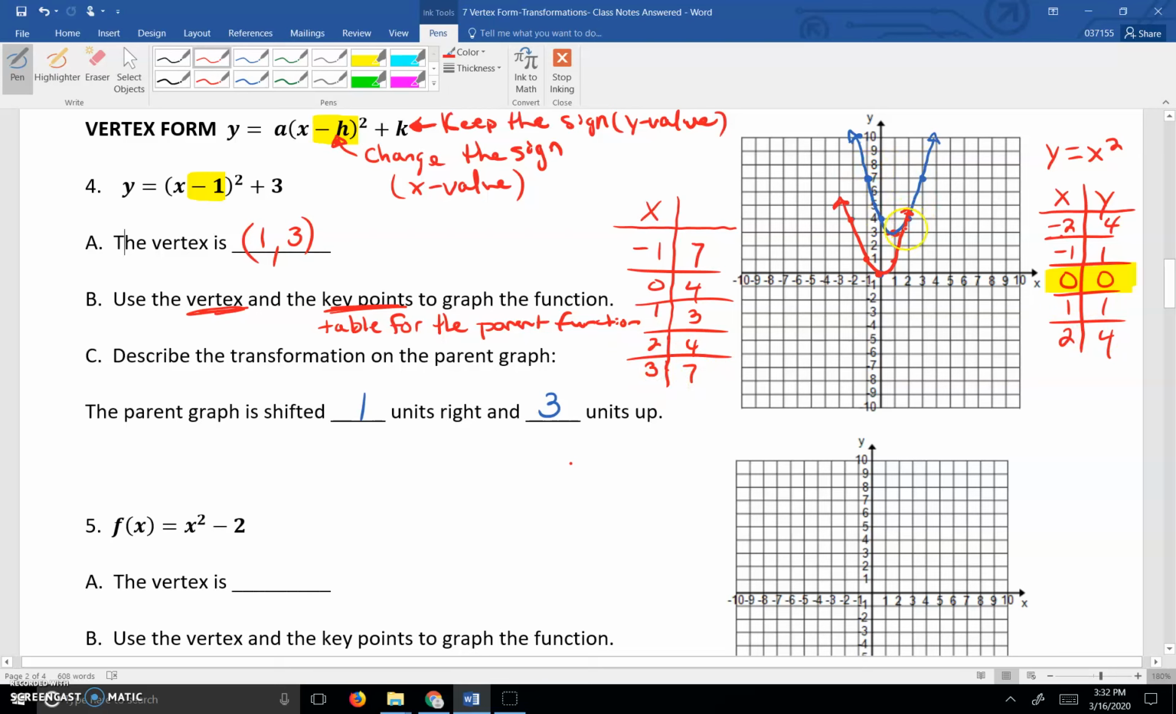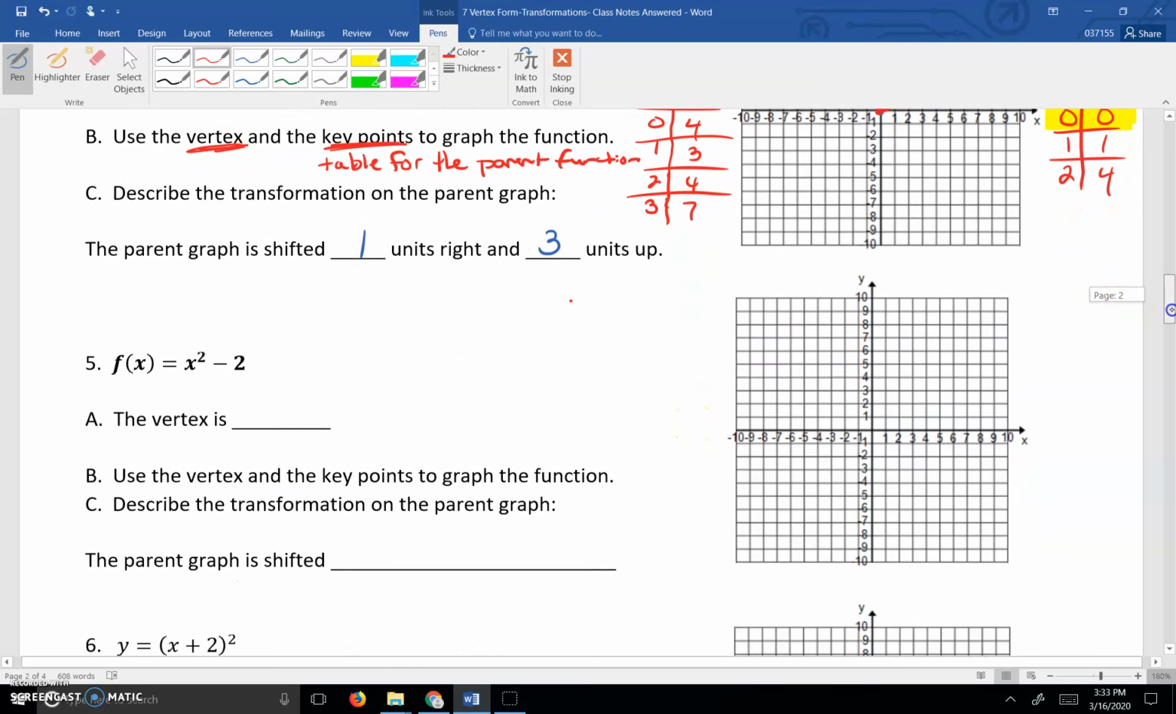So if I wanted to do this another way, I could look and say, all right, what happened to the vertex? It was 0, 0, it became 1, 3. So my x value, I added 1. My y value, I added 3. So if I go through from my parent function and do the same thing to each of these values, negative 2 plus 1 is negative 1. 4 plus 3 is 7. Negative 1 plus 1 is 0. 1 plus 3 is 4. And so on. I can get this chart.